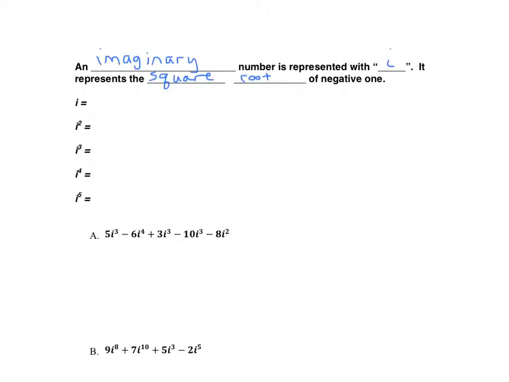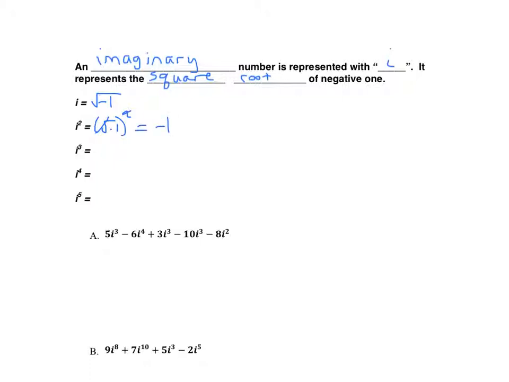In this tutorial, we will talk about powers of i. An imaginary number is represented with an italic i. It represents the square root of -1. Right here, we should write i equals the square root of -1. If we square the square root of -1, the square cancels out the root, so i squared is -1.